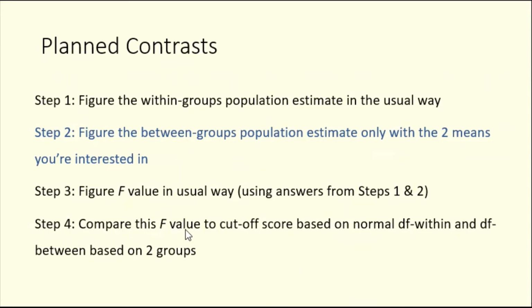And then we're going to compare this F value to a cutoff score based on the normal DF within and the DF between based only on the two groups. And so this is going to change our cutoff score as well. And we're going to compare that, and that comparison happens the same way. So if our F value, our sample value, is more extreme than our cutoff score, then that's going to mean that the analysis of that pair is statistically significant.